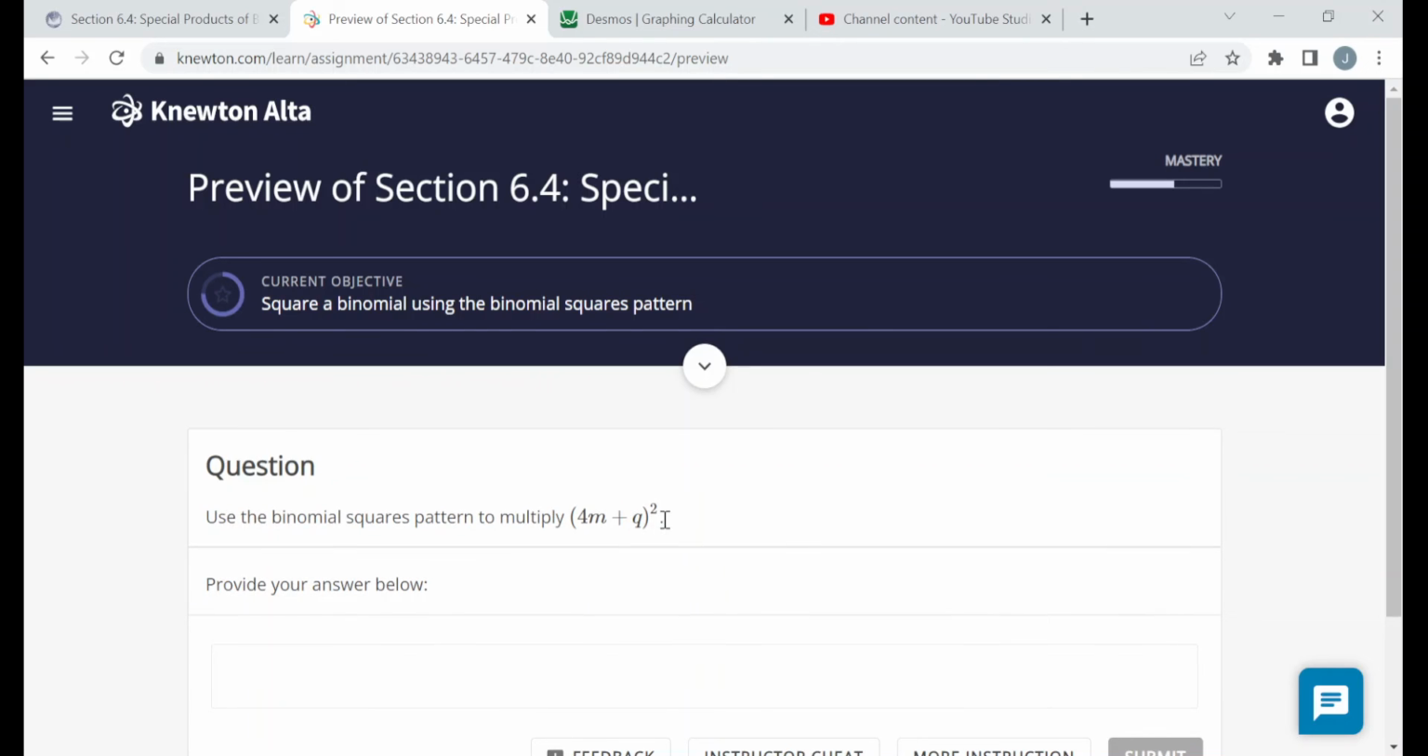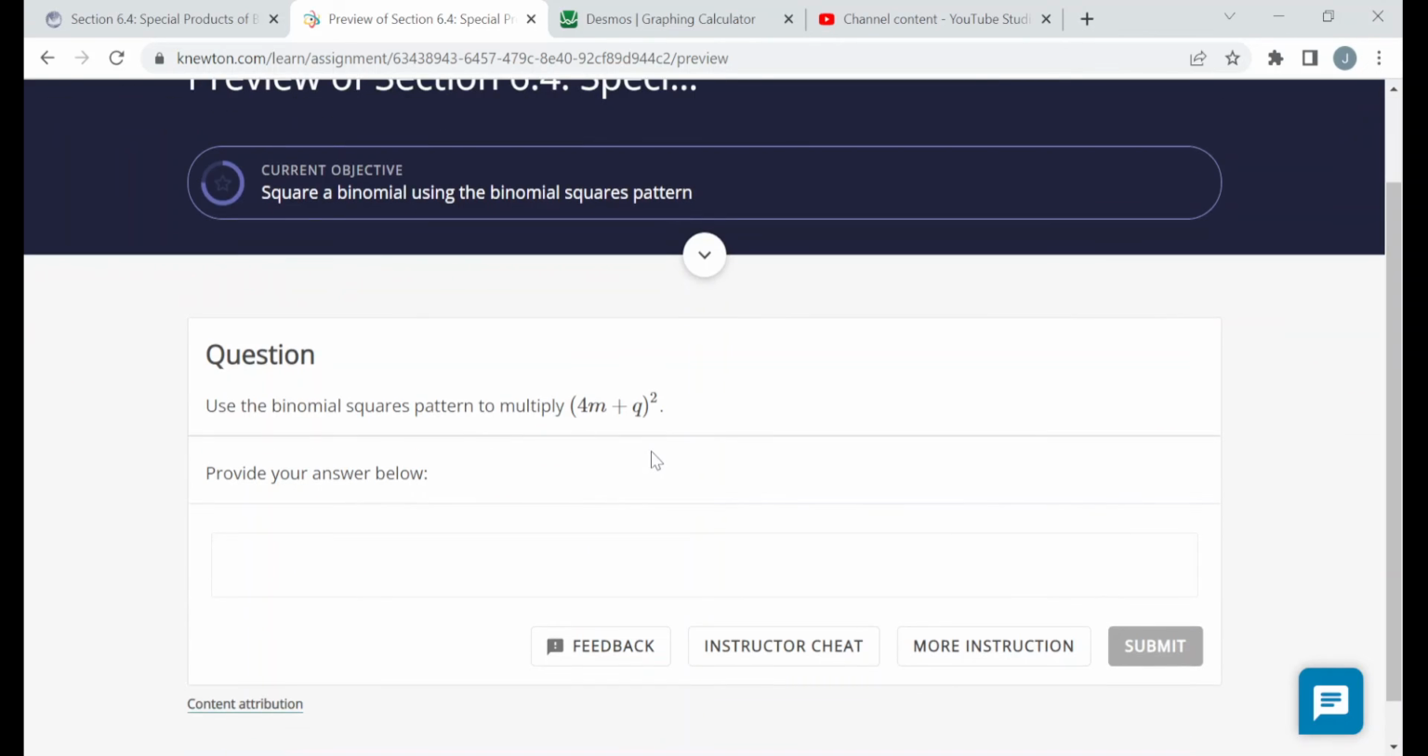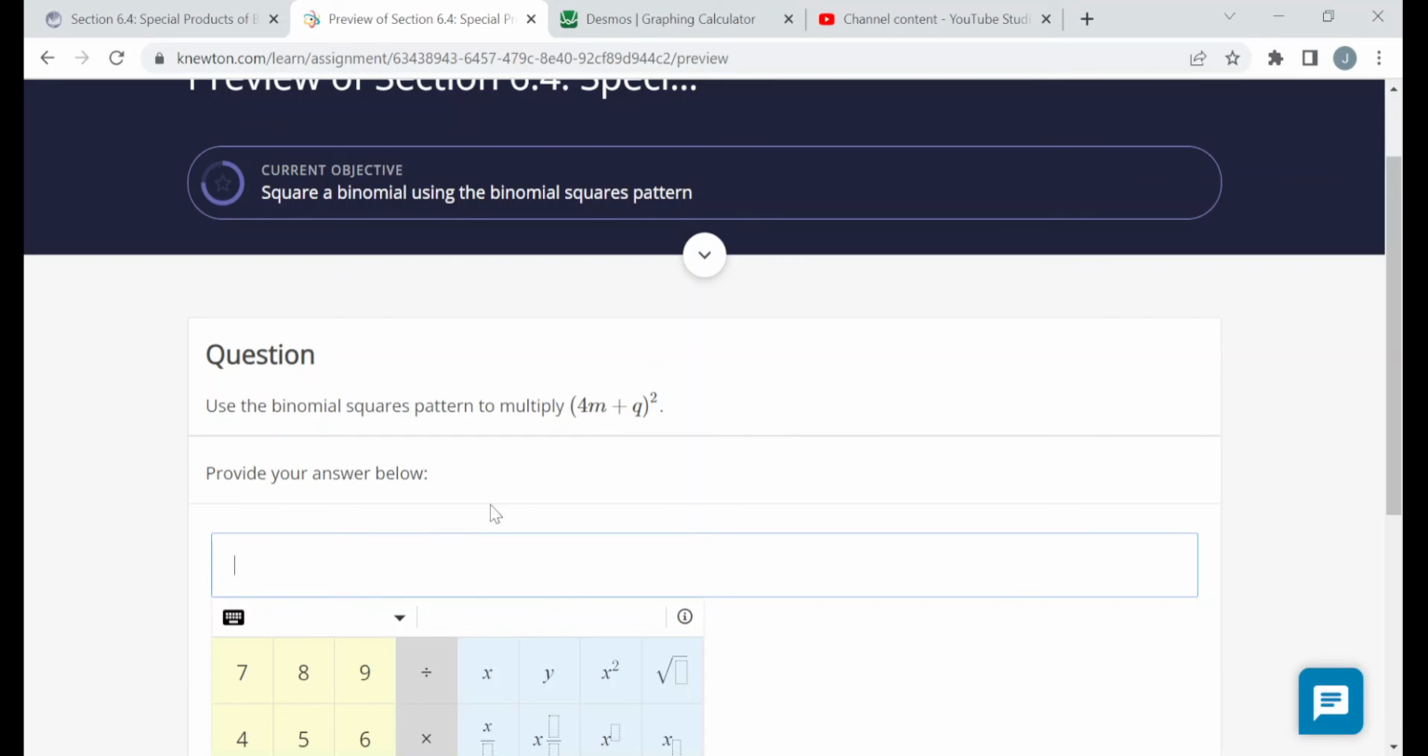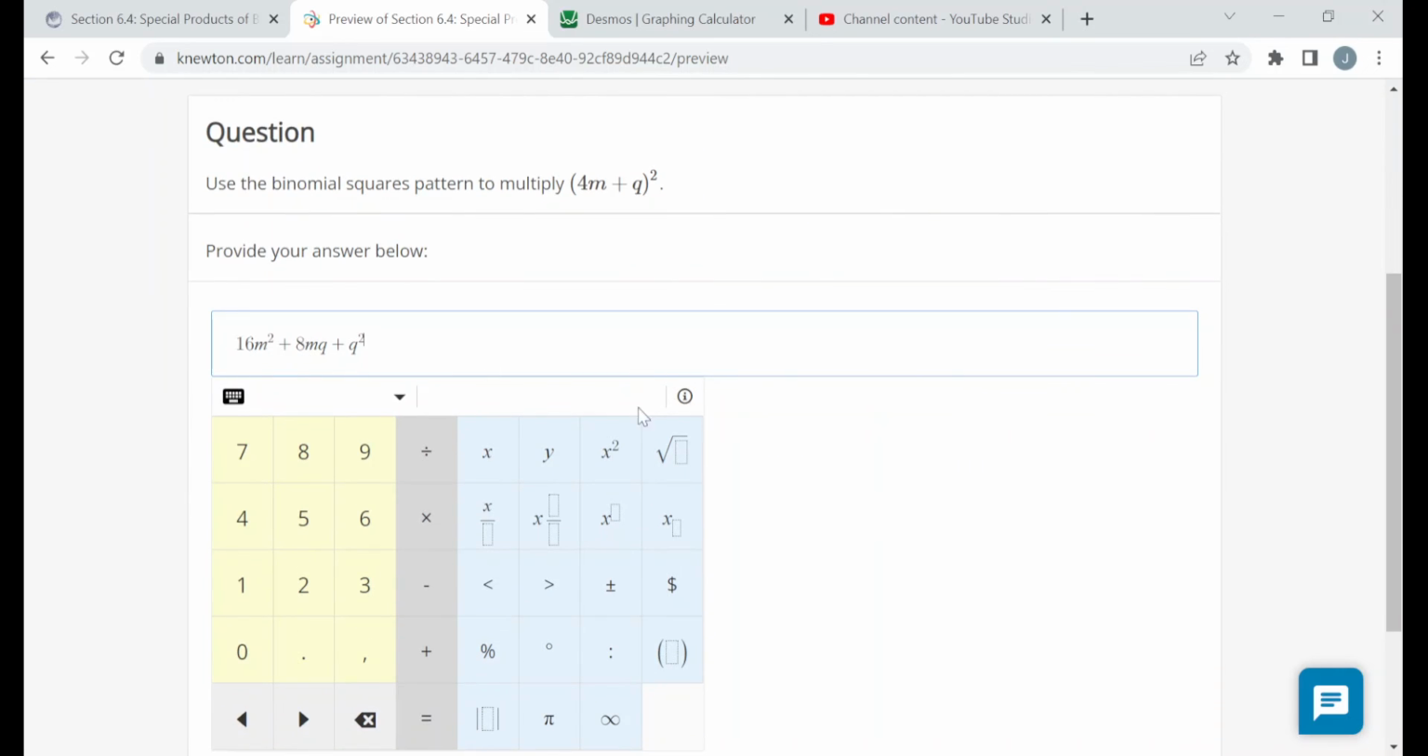And one more binomial to square. Again, I'll just talk this one out. It'll be 4m to the second power for the first term, so 16m squared. And then there's a plus in the middle of that binomial, so the next term is plus 2 times 4m times q, so 8mq, and then plus q squared. Replacing the capital A with 4m and the capital B with q for all these, and there's the resulting square of that binomial.